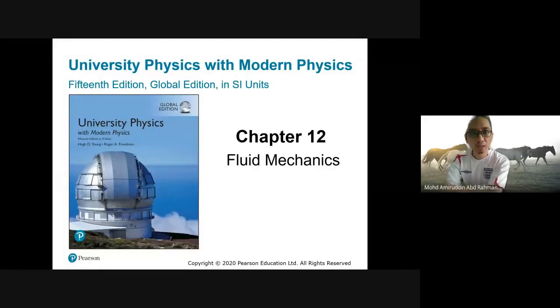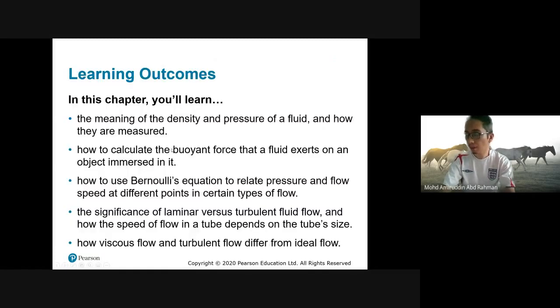All right. So we are now going to learn about fluid mechanics. Before this, we learned so much about rotational dynamics. Now we learn about the fluid. And just before, in chapter 11, we learned about equilibrium. So this is basically what you will be learning in this chapter: density and pressure, Bernoulli's equation, and viscosity and turbulent flow.